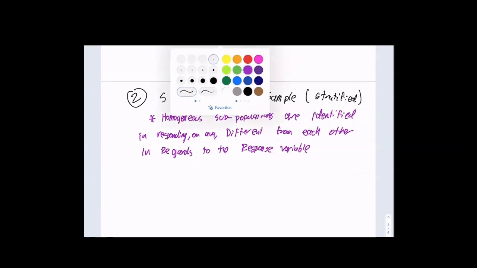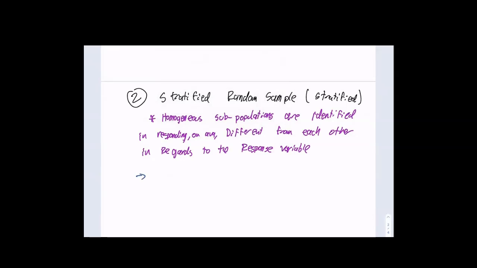As such, simple random samples from each strata are collected. Okay. So when I said subpopulations, we refer to these as strata. So I might want to ask 10 freshmen, 10 sophomores, 10 juniors, and 10 seniors.